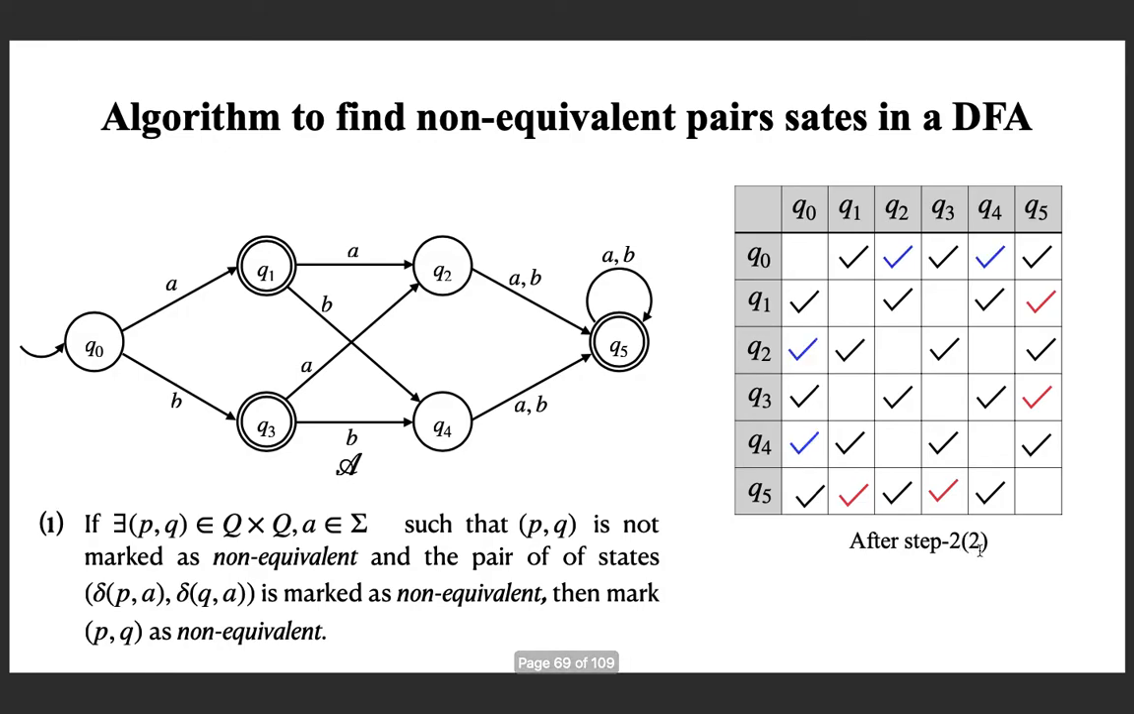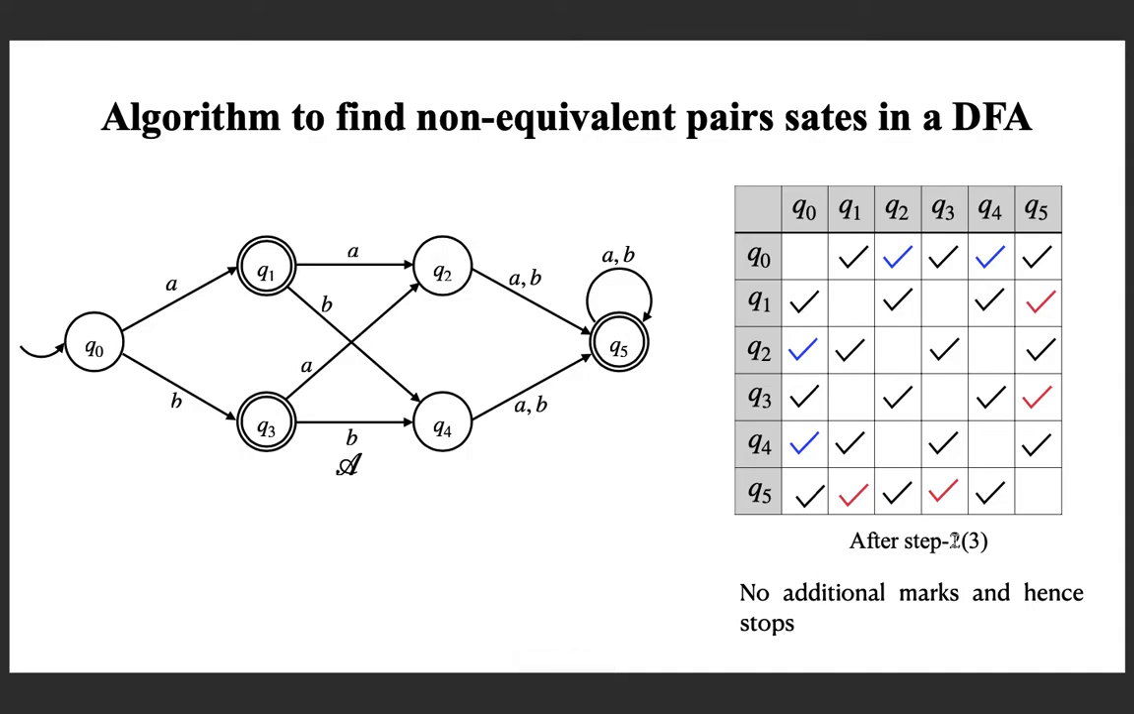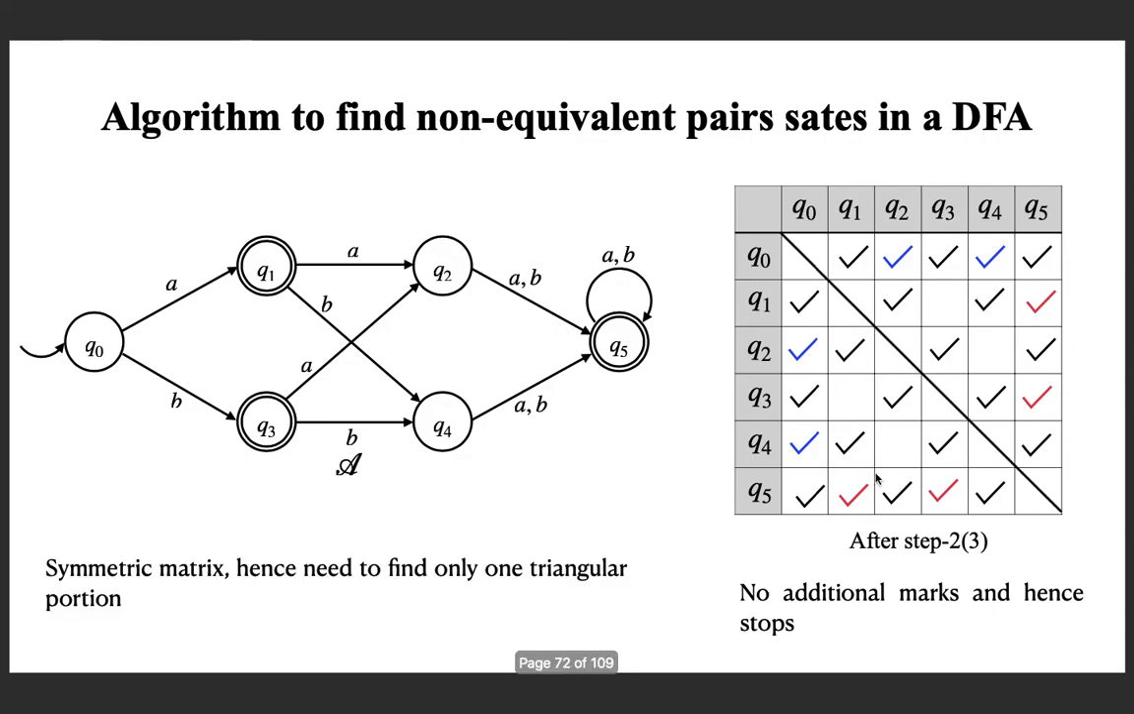And one more pass you can go. The second time when you execute the same step, you are making more markings. The third time, you are not getting any more marks. That means no more pairs can be marked and you finish here. With no additional marks, the algorithm stops. And this is the set of all pairs of non-equivalent states. This is a symmetric matrix and hence there is no need to find both triangular positions. Finding the lower triangular or the upper triangular position is enough. The other one is just the mirror image, because it's a symmetric relation.